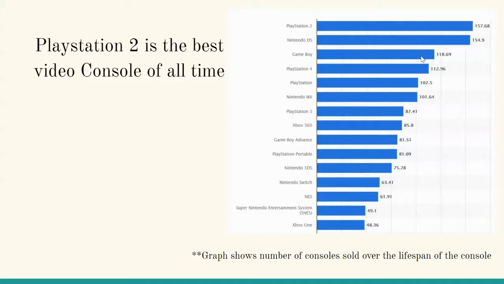Go down to Xbox One at the very bottom, right? A significant amount more. Who is this data trying to serve? Well, it depends on how it's being used, right? But PlayStation 2 and Nintendo DS definitely look good up here.